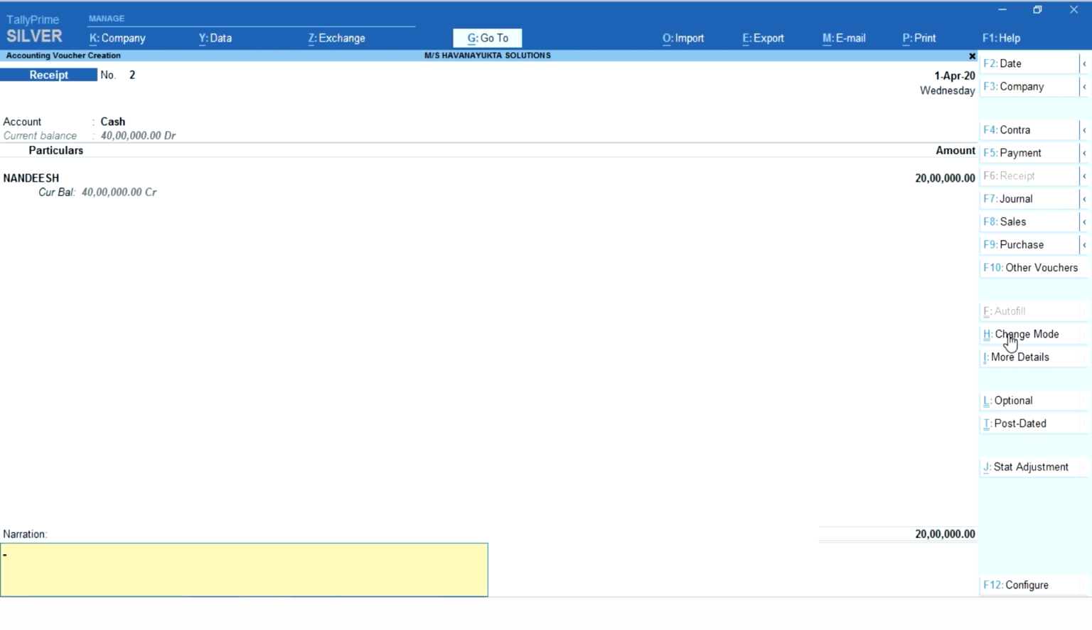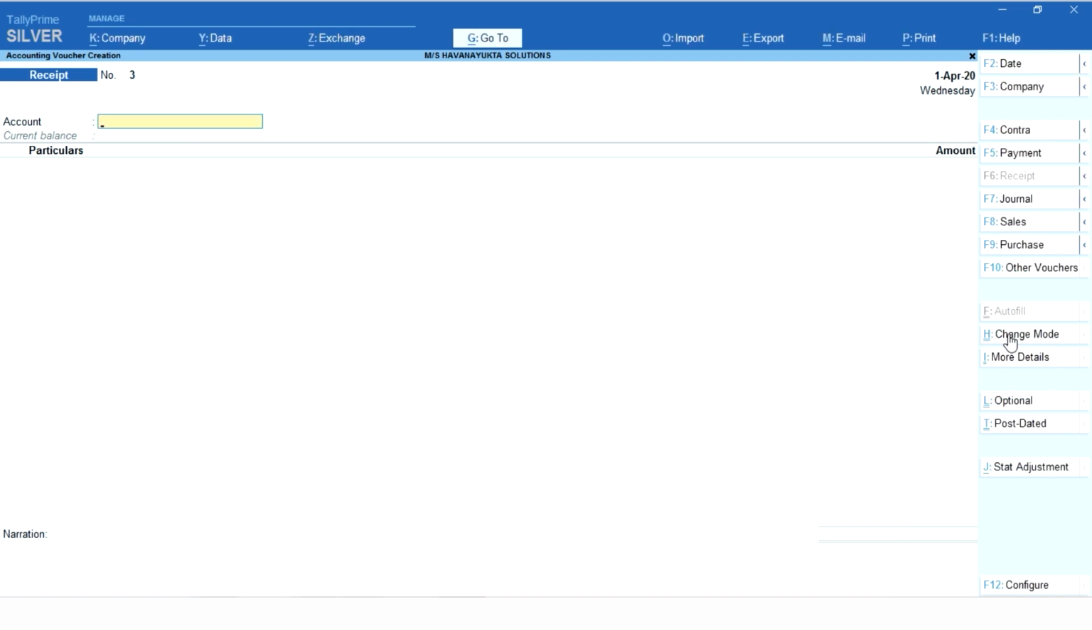And the same narration will pass, being capital introduced by Nandish of rupees 20 lakh. So this is how you can pass cash receipt entries in two different modes, single entry mode and double entry mode. So we'll accept this transaction. Next we'll pass one bank transaction also.